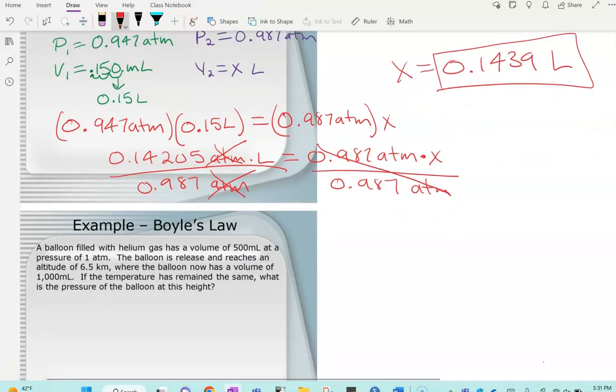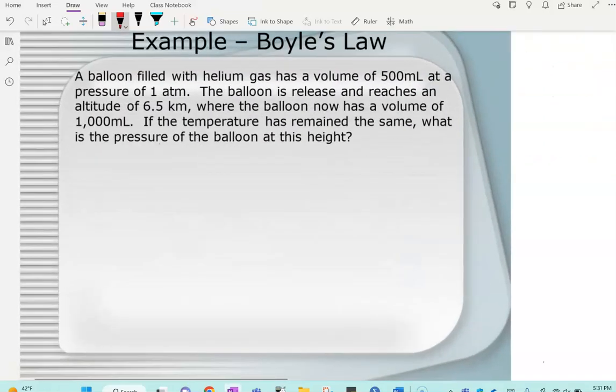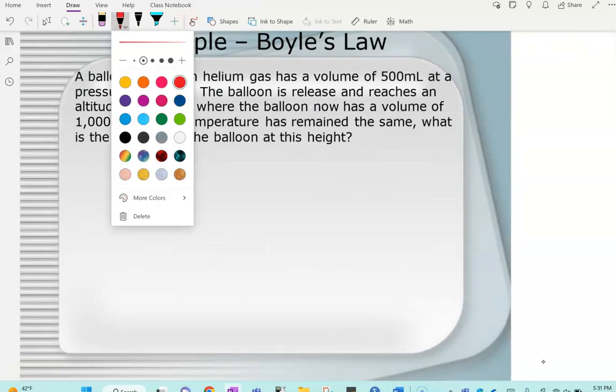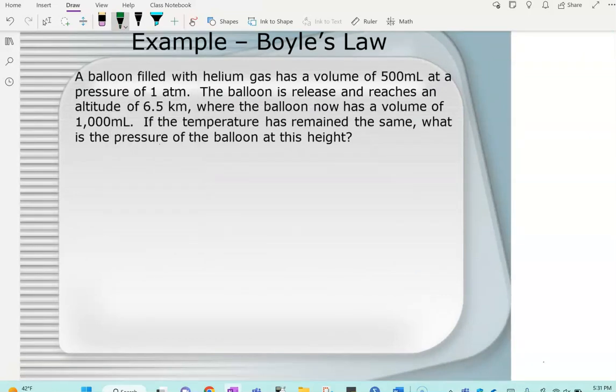All right, let's do another problem. A balloon is filled with helium gas and it has a volume of 500 milliliters at a pressure of 1 ATM. So that looks like those are my starting conditions. So my P1 is 1 ATM and my V1 is 500 milliliters.